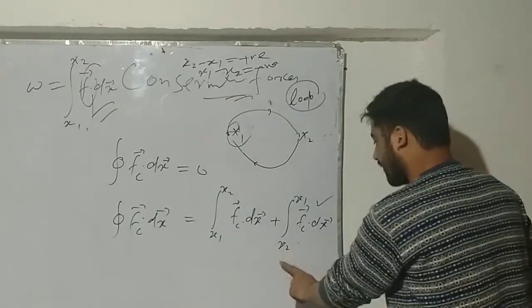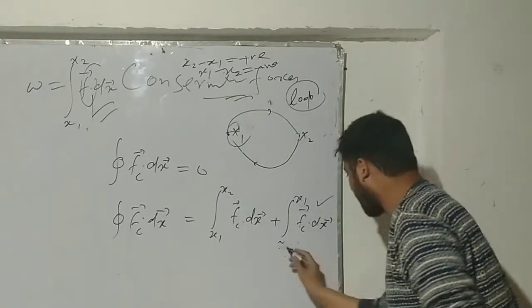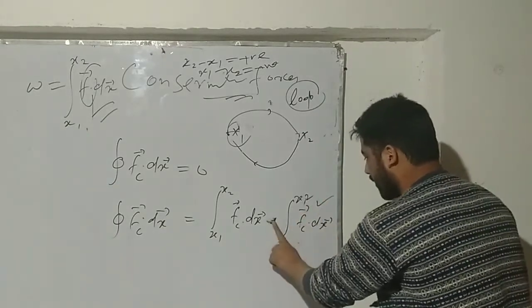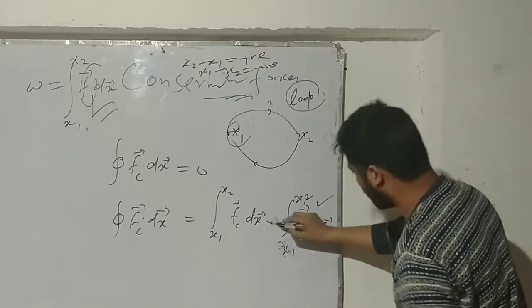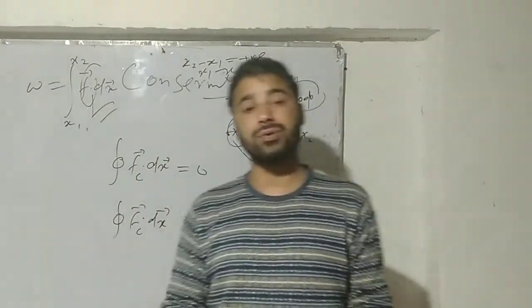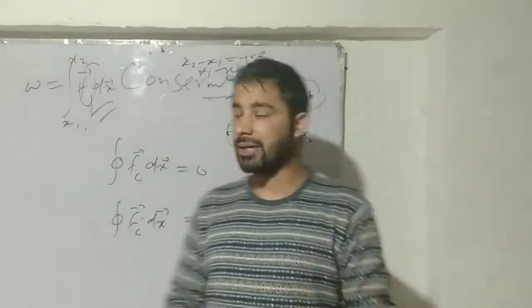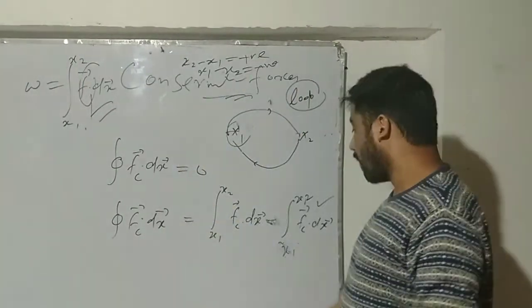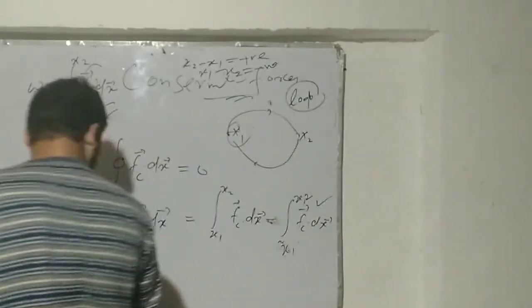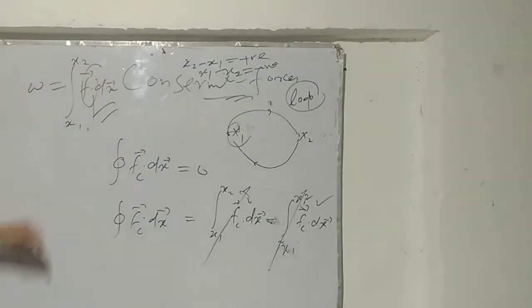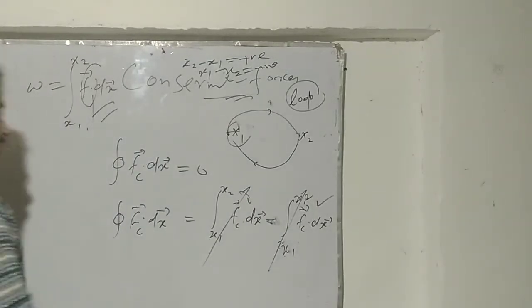So for the second integral, if I change the limits from x1 to x2, to make it as usual, I will just put a negative sign here. This negative sign will take care of everything in this aspect. What's the logic? The logic is simply this. Now if I look at this equation, this and this are identical in all respects, so I will get 0 here.